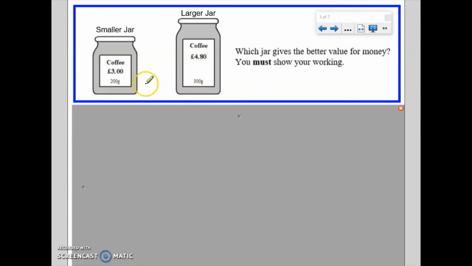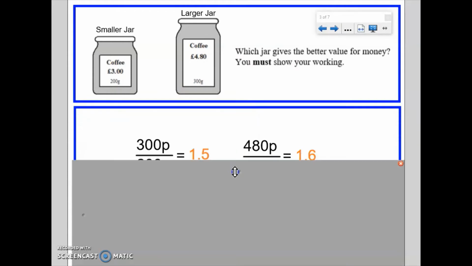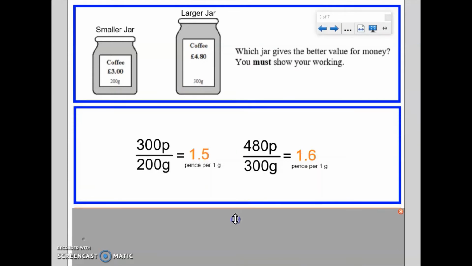So we could approach this question by multiplying this by 3 and multiplying this information by 2, so they both have 600 grams, but I'm going to approach it using the unitary method. So this is what my working out would look like. Notice for both questions, I've changed the price into pence, because the answer I'm going to get is going to be pence per gram.